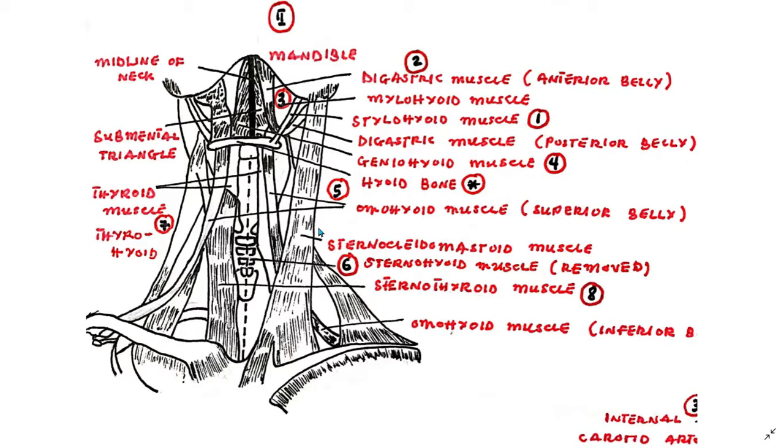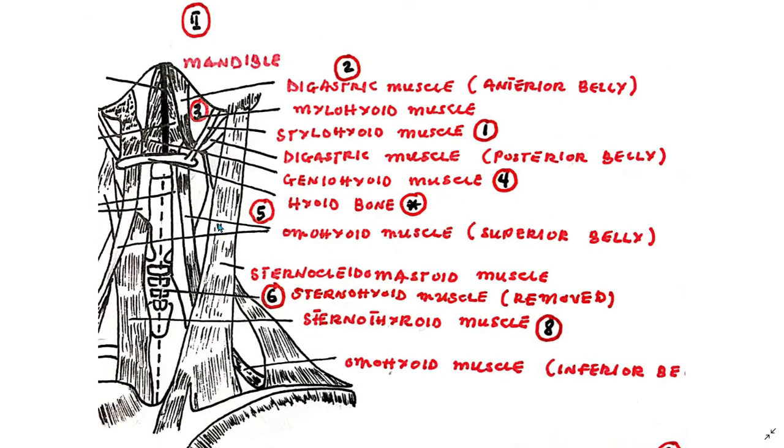So the suprahyoid muscles include the stylohyoid muscle, the digastric muscle, the mylohyoid muscle, and the geniohyoid muscle. The inferior or the infrahyoid muscles include the omohyoid muscle, the sternocleidomastoid muscle, the thyroid muscle, and the sternothyroid muscle.